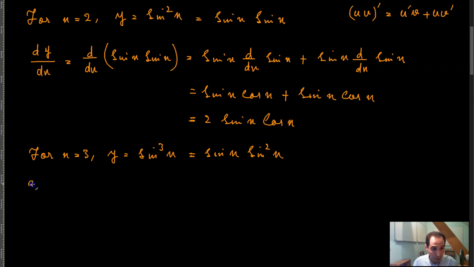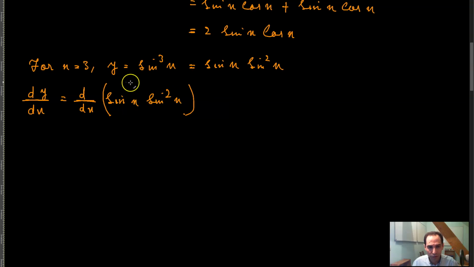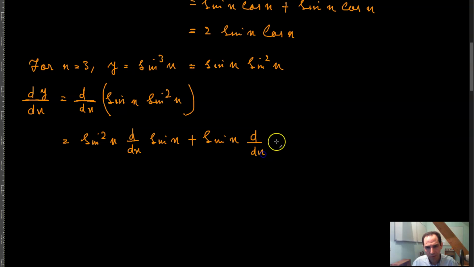So now here dy by dx is equal to dy dx of sine cube x, or you can say sine x times sine squared x, and that is equal to, using the product rule, sine squared x times d by dx of sine x plus u v prime, so that's sine x times d by dx of sine squared x, which is the same thing as sine squared x cos x plus d by dx of sine squared x.